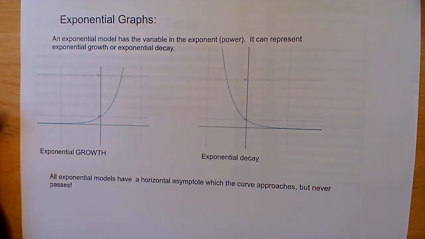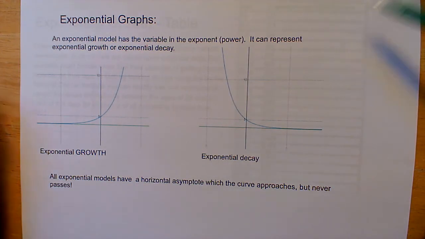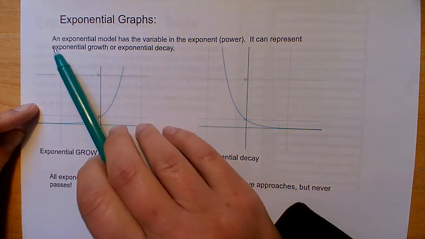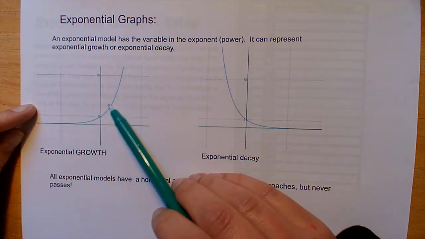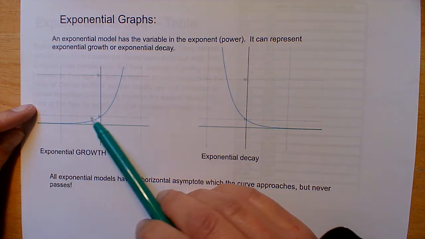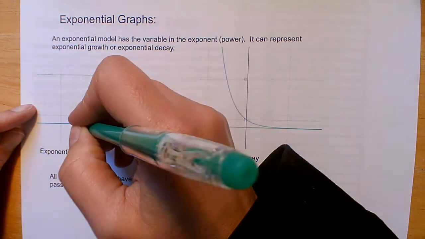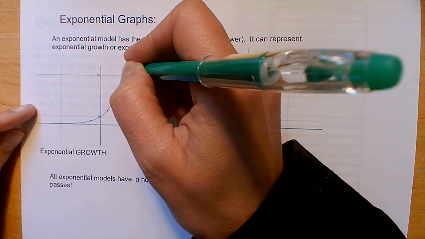Let's look at some graphs now. So an exponential model has a variable in the exponent position or the power position. It can represent exponential growth or exponential decay. Looking at this first graph from left to right, which is how we read a graph, just like we read a sentence, we're noticing this blue curve. This blue curve is the curve of the exponential function. So when we plot points, we're going to get our points in this pattern of this curve.